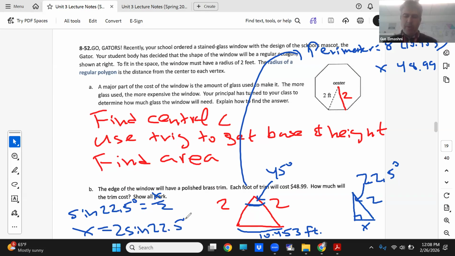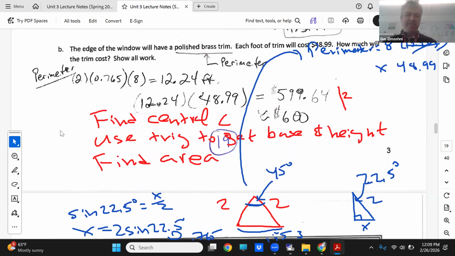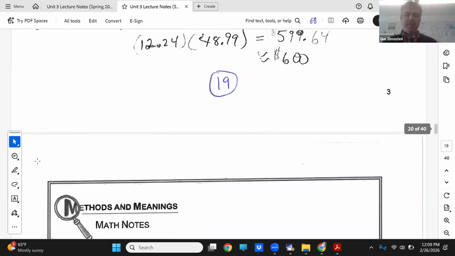Yeah, 0.76. So it should be 0.765. My apologies. Multiplied by 2, which is 1.53, times 8, times the cost. Should come out to almost $600. Wow. Yeah, $600. Full trim. All right. Cool.